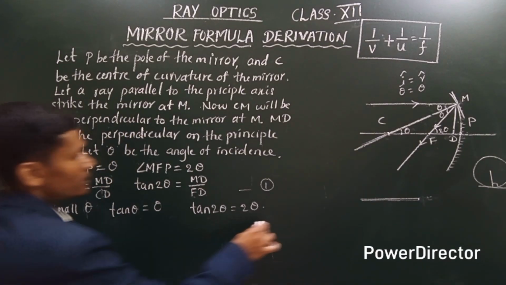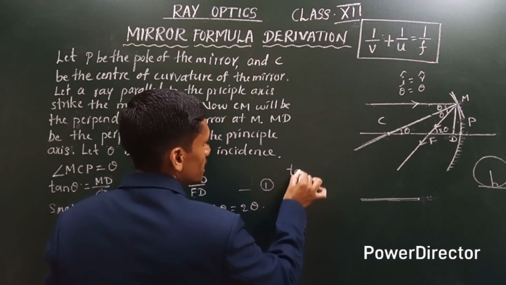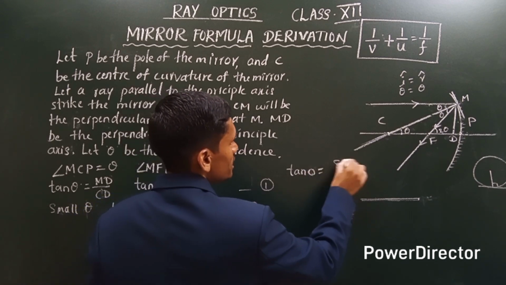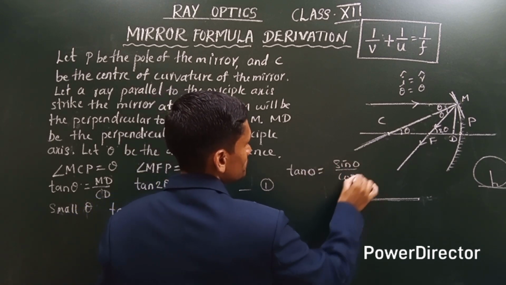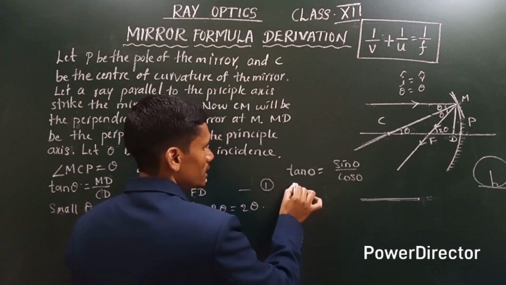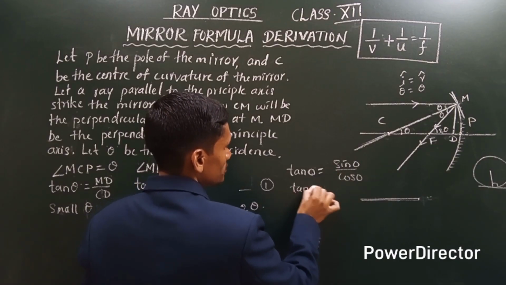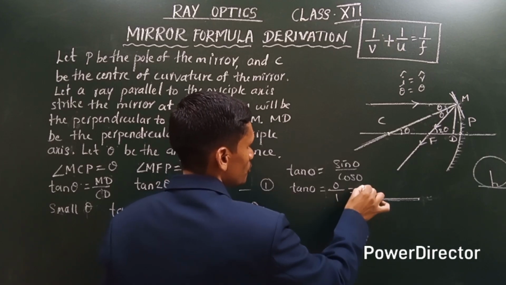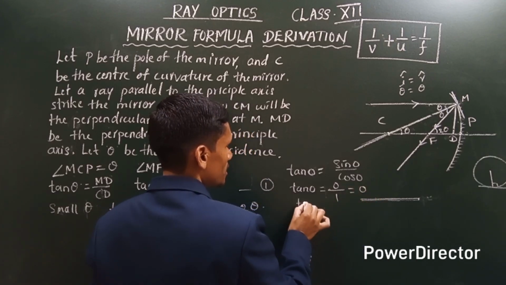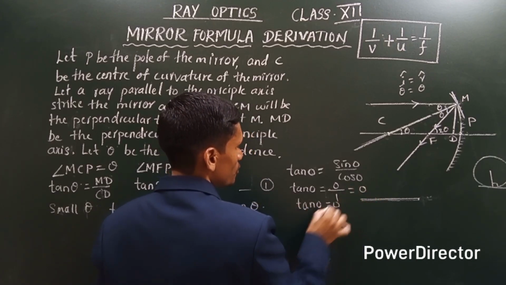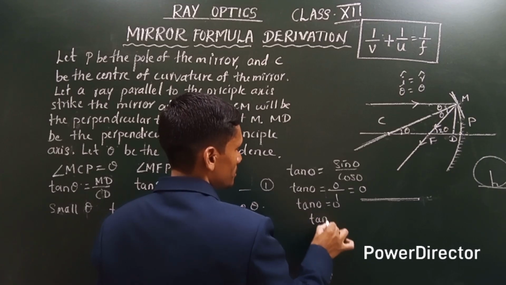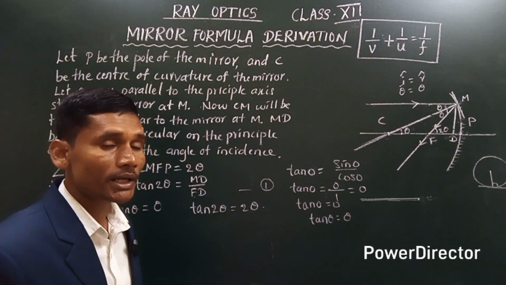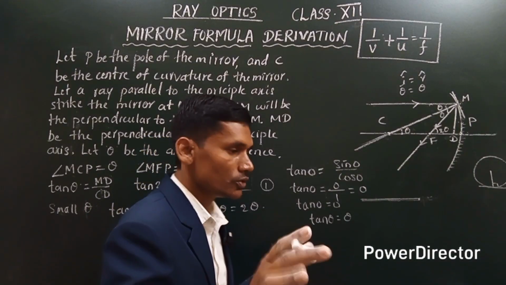So how does this become so? I'll show you here. Tan theta, tan 0 you take. This will be equal to what? Sin 0 upon cos 0. Here tan 0 is equal to sin 0, which is 0, upon cos 0, which is 1. 0 upon 1 is 0. So what are we getting here? Tan 0 is equal to 0. So this we can express as tan theta is equal to theta, right? In the same way, tan 2 theta will also be equal to 2 theta.